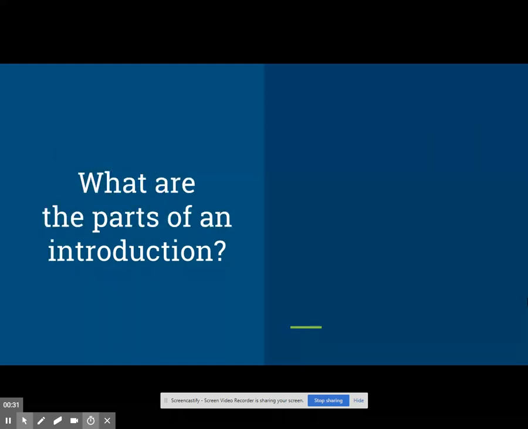What are the parts of an introduction? First, the introduction starts with a hook. Next, there's a transition. Finally, there's a thesis statement. We will learn about each of these parts and what they do for the introduction paragraph.